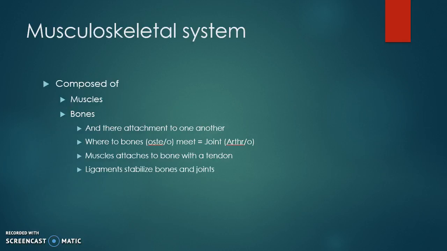As far as the musculoskeletal system goes, it's made of muscles and bones and their attachment to one another. Bones, of course, the term for that is osteo, right? And joint is arthro. That's where two bones meet each other. So if you have something like arthrocentesis, you're drawing fluid off of the joint there. Muscles attach to bone with a tendon, and ligaments stabilize bone and joints together.